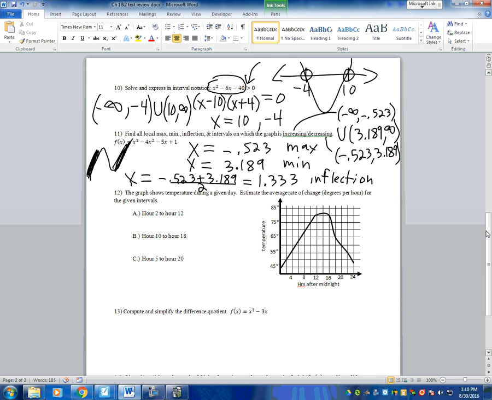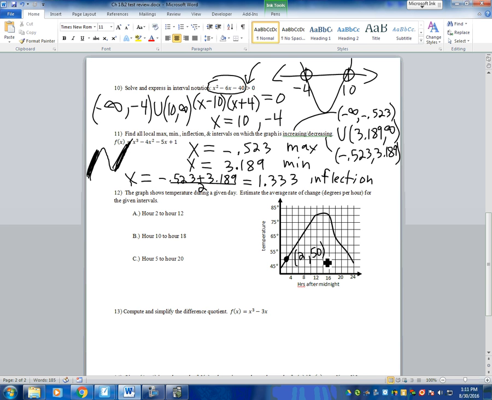All right, and then the average rate of change, like the other one I asked you about, I gave you a function. This one I gave you a picture. So if I want the average rate of change from hour 2 to hour 12, I just have to find a coordinate for hour 2. So it looks like that's the coordinate 2, comma 50.